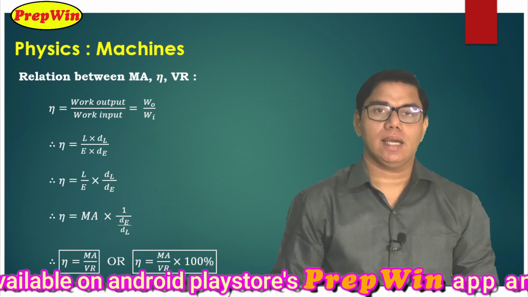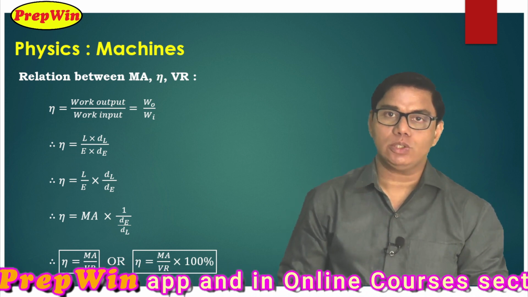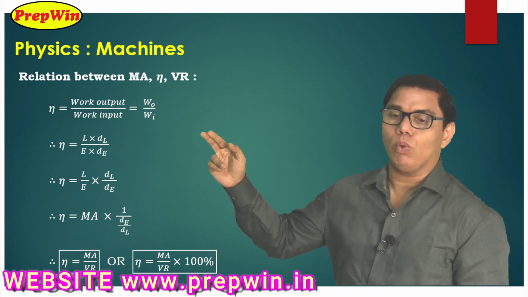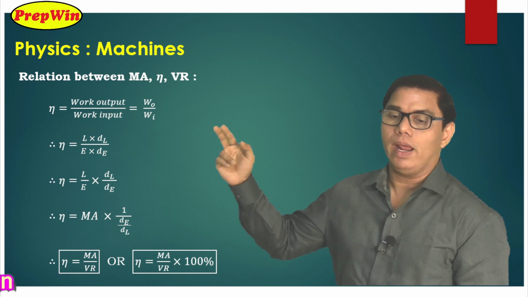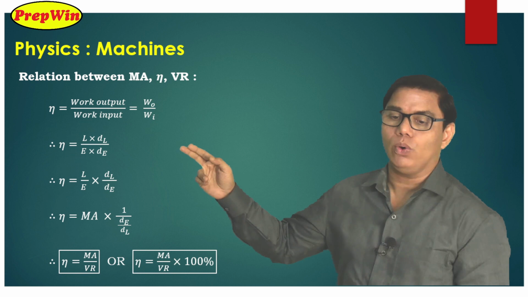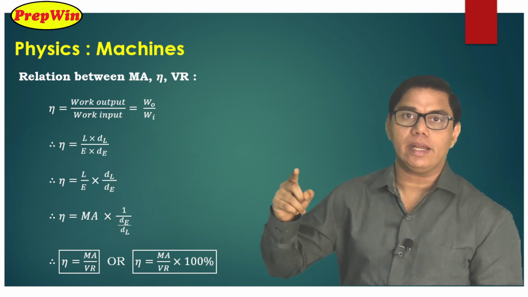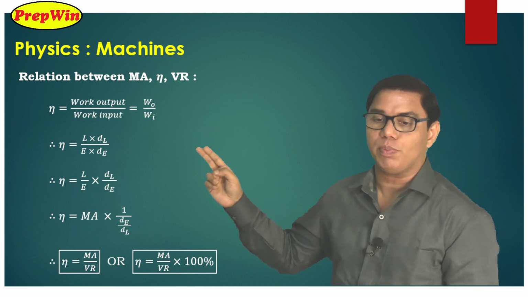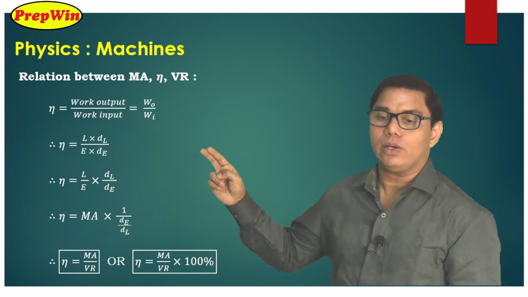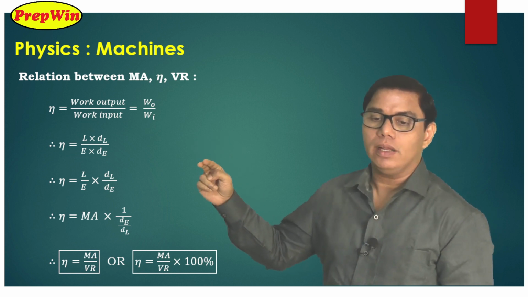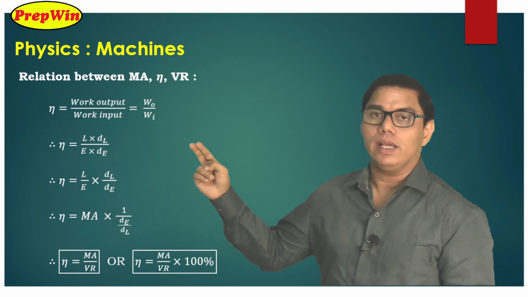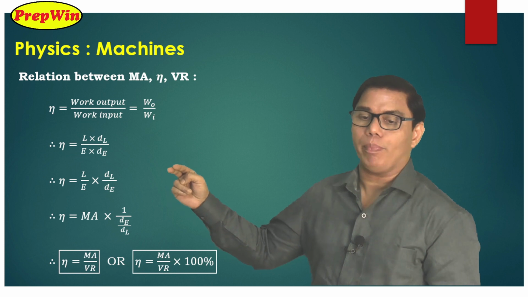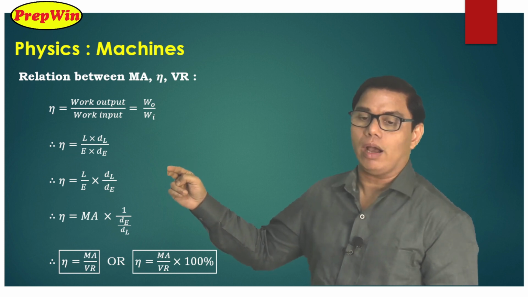Now we are going to establish a relationship between mechanical advantage, velocity ratio and efficiency. So just now we saw that efficiency is equal to work output upon work input. The formula for work output will be load into displacement of load, and the formula of work input is equal to effort into displacement of effort. Remember, output is related to your load and input is related to your effort. So when you write work output, it will be load into displacement of load, as output is related to the load. Upon work input, which will be effort into displacement of effort, because work input is related to your effort. So in the next step, we separate this ratio.